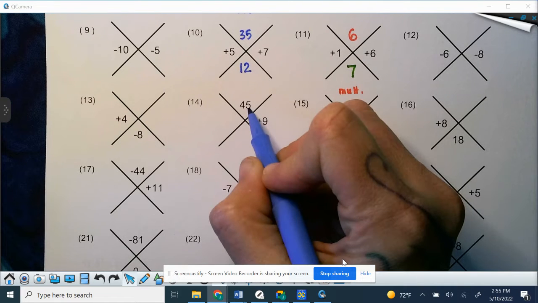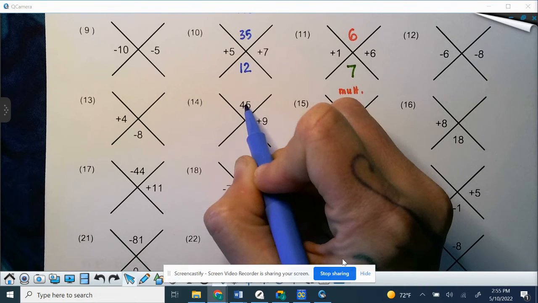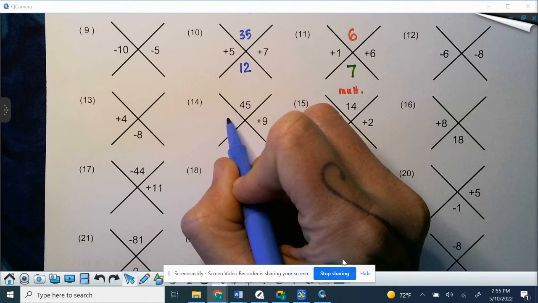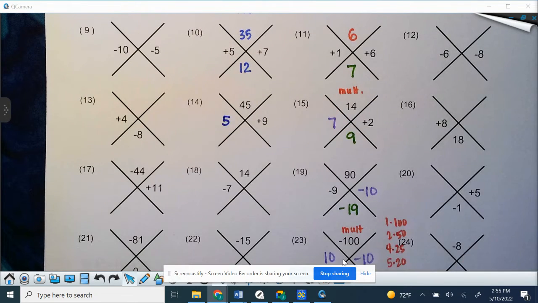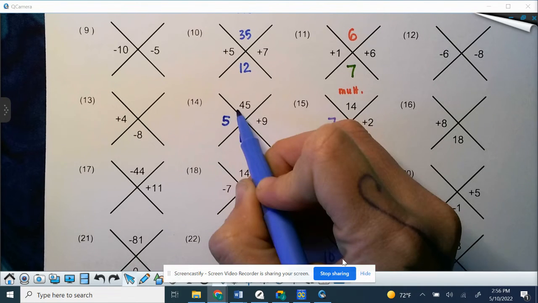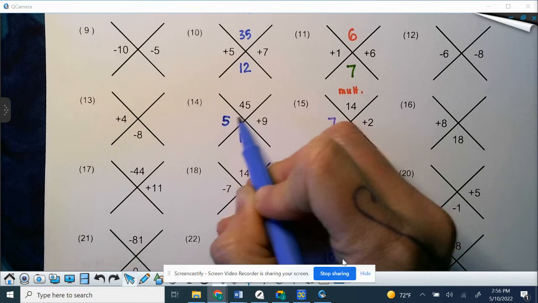So I multiplied 9 by something to get 45. So what did I multiply 9 by to get 45? So that's going to be 5. And then when I add them together, that's going to be 14. So if I'm given the number on top, it's what did I multiply together to get that?